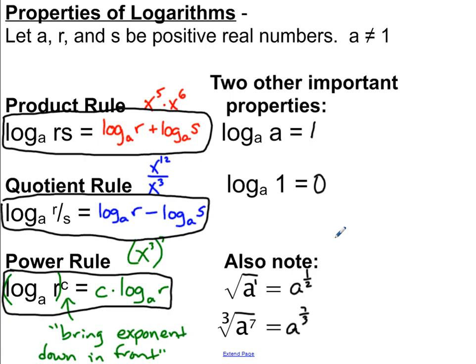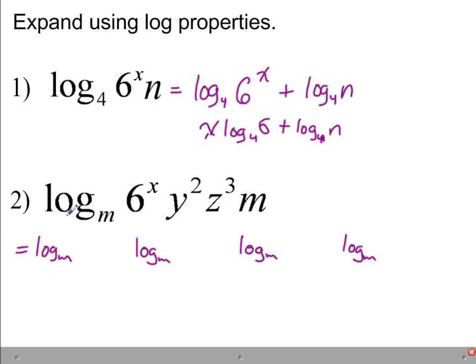Now, the other important consideration is, are there going to be any negative terms in here? Remember, there are negative terms when we have log of a quotient. I don't see a quotient, therefore there are not going to be any negative terms. They're all going to be added up, right? So I've got log base m of 6 to the x plus log base m of y squared plus log base m of z cubed plus log base m of m.